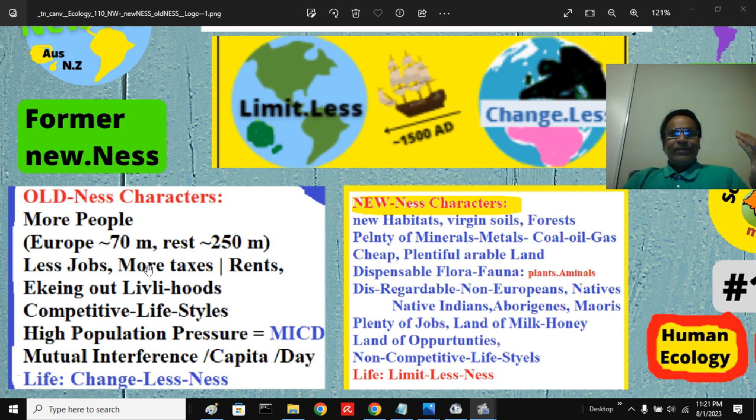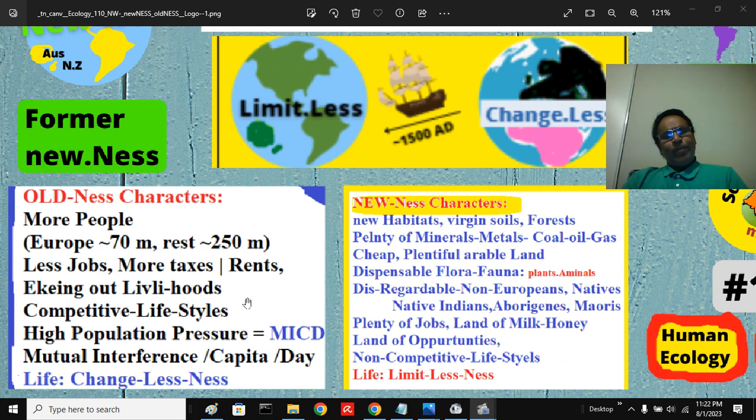You have to pay more taxes on the land, to the landlords and the governing rulers, and more rents for the land as well as the house, for everything. That means essentially people were eking out a livelihood. Eking means struggling hard just to make both ends meet. That means life is very hard. There is a competitive lifestyle among these people in the Old World.